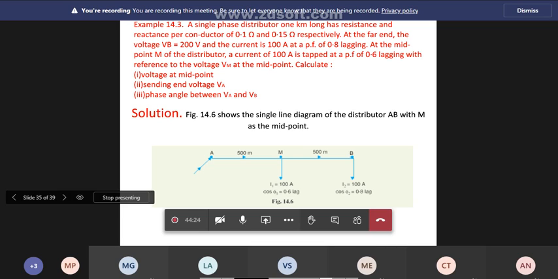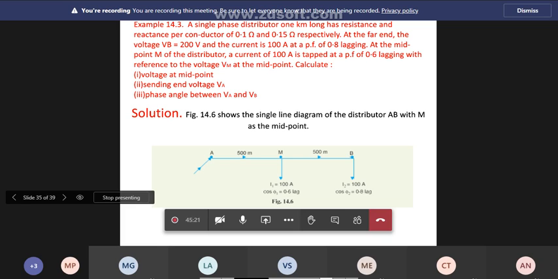So this problem goes to the second one, that is power factor referred to respective load voltages. A single phase distributor 1 kilometer long has a resistance and reactance per conductor of 0.1 ohm and 0.15 ohm respectively. At the far end, the voltage VB is 200 as usual. Current is 100 amperes, that is I2, 0.8 power factor, cos phi 2 0.8. At the midpoint M of the distributor, current I1 is 100 amperes, cos phi 1 0.6 with reference to the voltage Vm at the midpoint. Calculate the voltage at midpoint, sending end voltage, and phase angle between VA and VB.